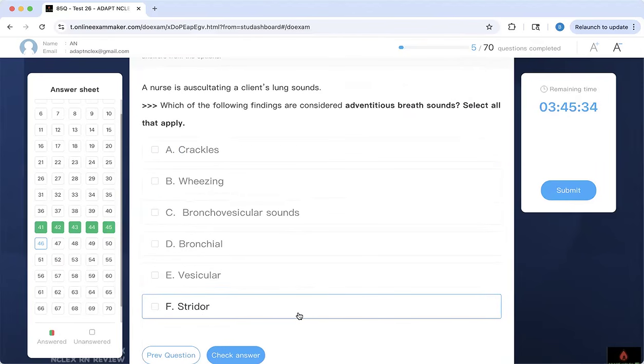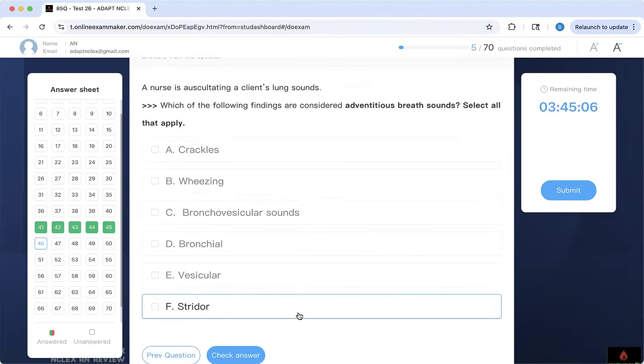And this is auscultating a client's lung sounds. Which of the following findings are considered adventitious breath sounds? Select or apply. If you've seen these questions before and got them wrong, today I want you to pause the video, answer it, and write down the concept. Don't leave. This is what can help you because these are fundamental questions on respiratory that you will see. They are straightforward, but they are intimidating. Pick your answer. Let me know.